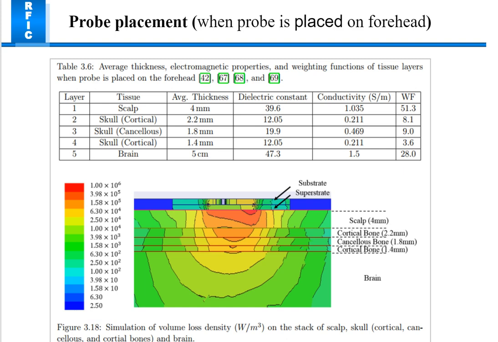There are also layers for measuring forehead temperature when the probe is placed. There is a layer called scalp, skull. Skull is also divided into three sections like cortical, cancellous, and cortical, and then comes the brain, like this.